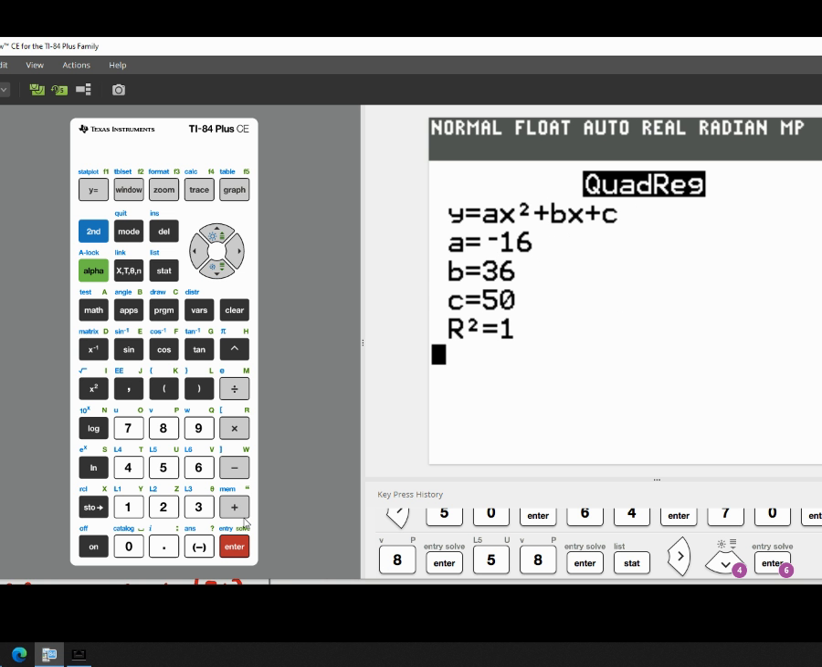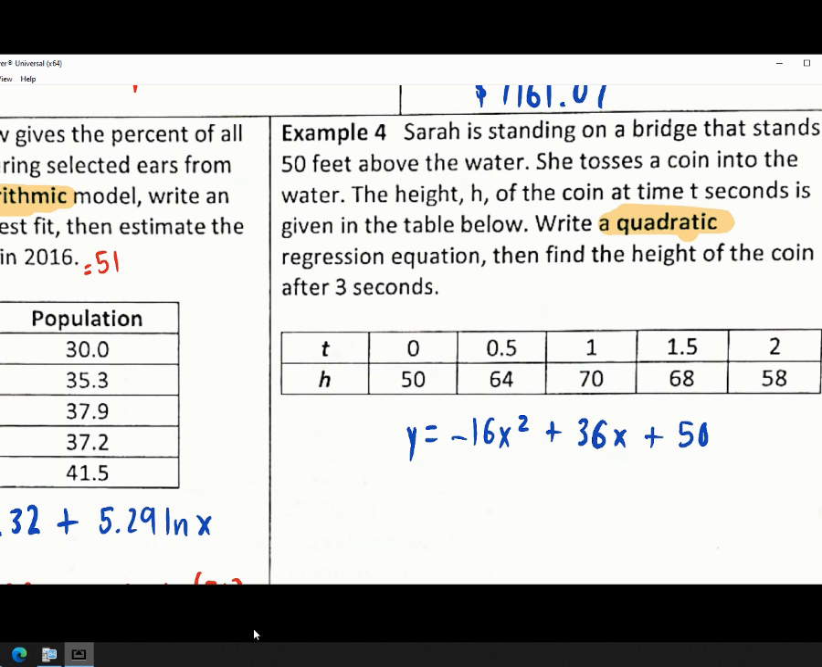Okay, so here's my equation. Ready? Y equals ax squared. What's a? So negative 16x squared. Plus bx. What's b? Plus 36x. And then plus c, which is 50. So, on your paper, your equation should be negative 16x squared plus 36x plus 50.